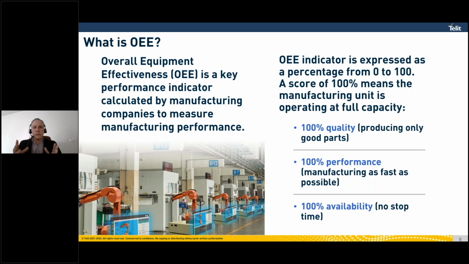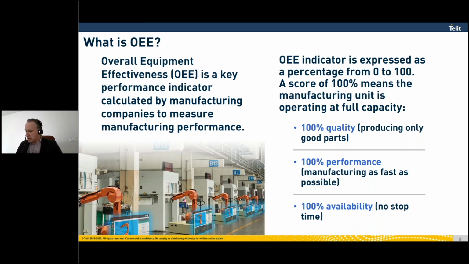It's nothing more than a KPI, a key performance indicator used by industrial companies to calculate how efficiently they are manufacturing their products. This is an indicator that is expressed as a percentage. So the closer you are to 100%, the higher your productivity based on the standards that you have. That means you have three main components of this formula: the quality, the performance, and the availability.